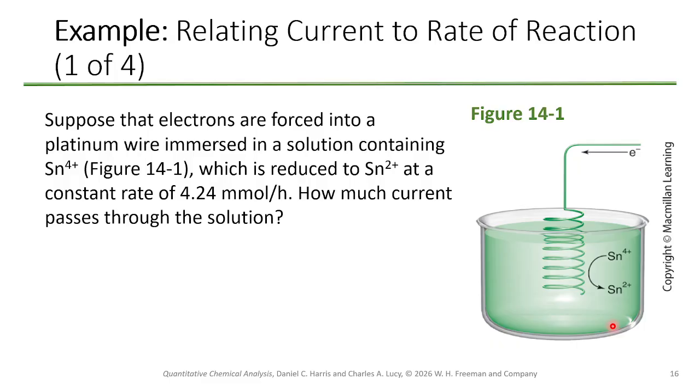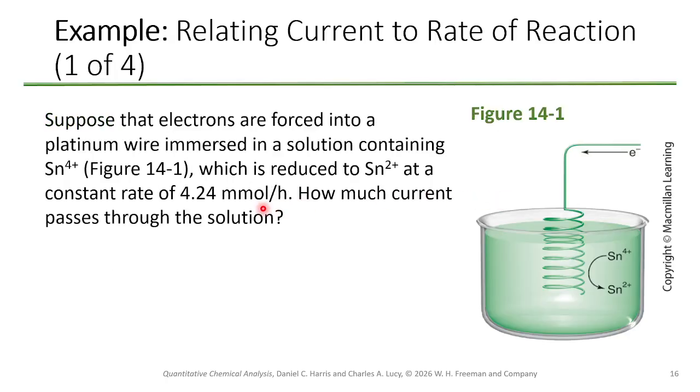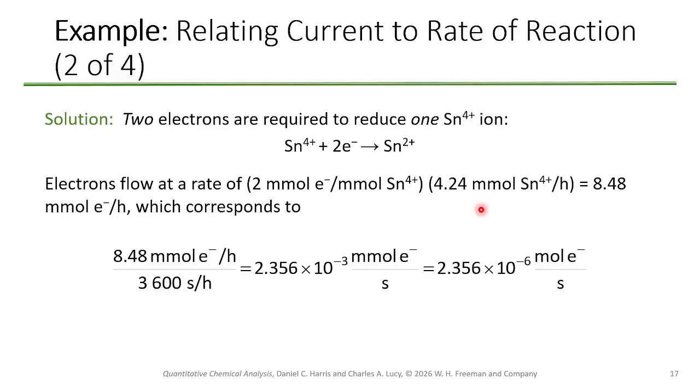Okay. So we want this, and right now we have millimoles per hour, right? And this number is directly related to the number of electrons, isn't it? So what do we have to do? Well, 1 Sn4+ is going to require 2 electrons to convert to an Sn2+, right? So that's going to be 2 electrons for every 1 Sn4+. This is the number that we were just given. So we're going to convert this to moles of electrons that pass through per hour.